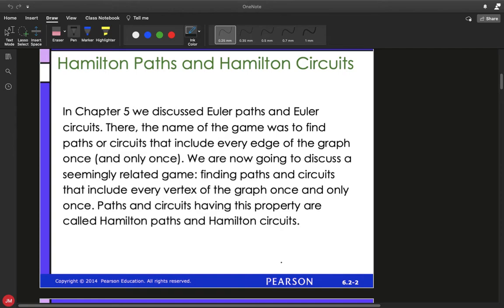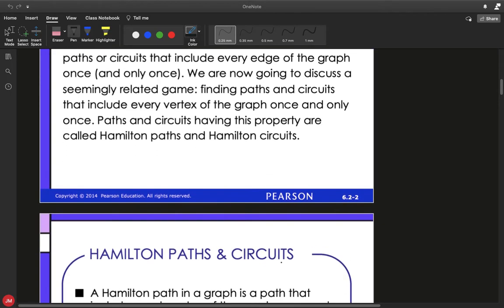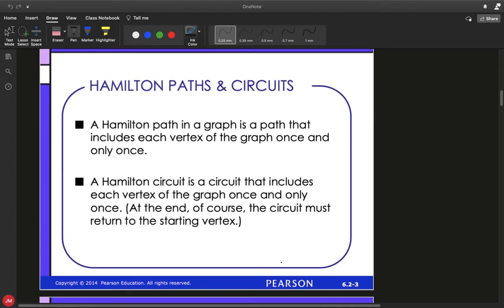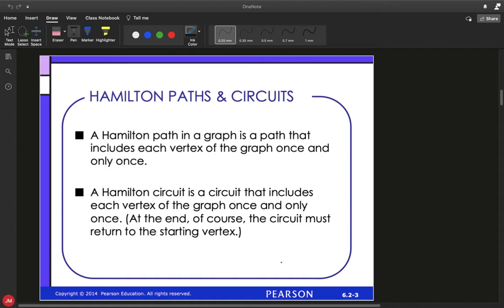We're now going to discuss something that's somewhat similar. We're still going to be looking for paths and circuits, but now we're only interested in making sure that we include each vertex of the graph once and only once. So we're going to shift our point of view and our goal from going through every edge to going through every vertex. And it's going to be a big change. You would think that it was not such a big difference, but it really is.